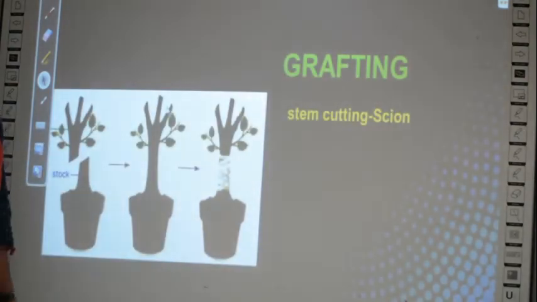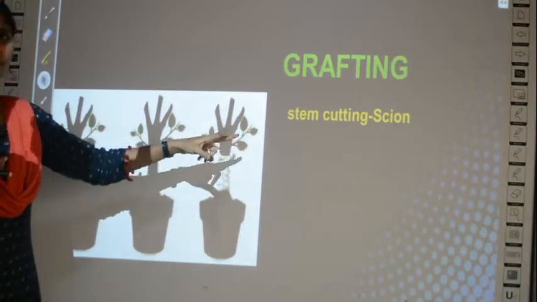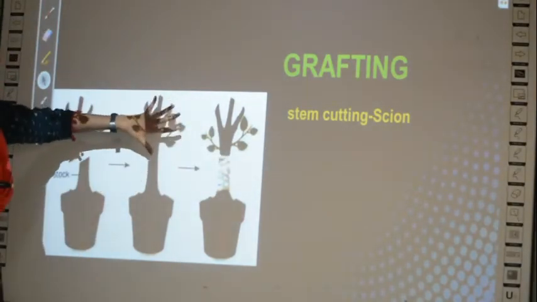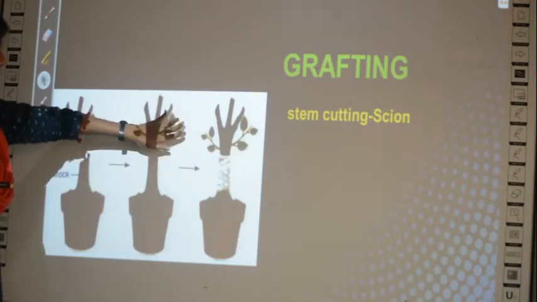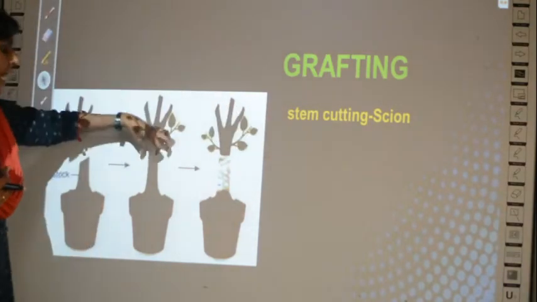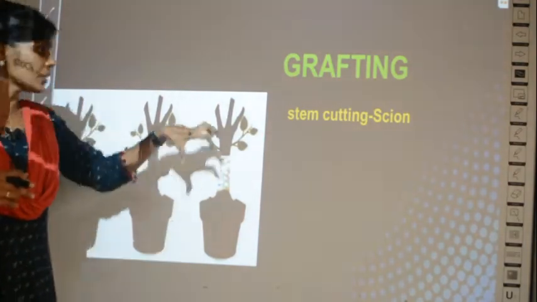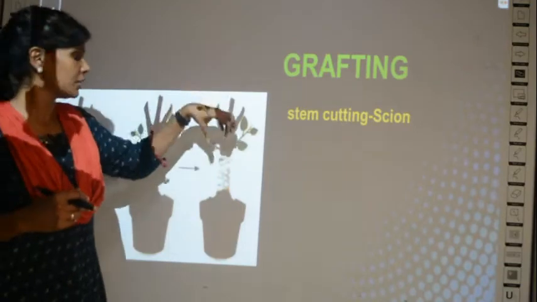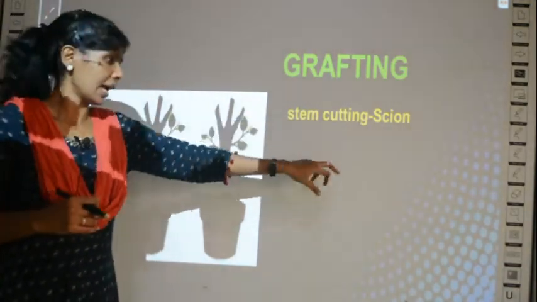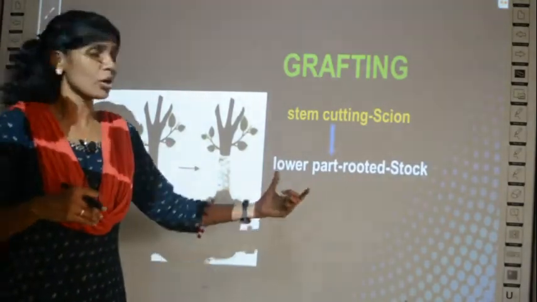So example is jasmine. Grafting: here from one plant you cut the upper portion and you fix it to another plant's lower portion, like you cut this and take an upper portion from another plant and join it with this. So here two plants are involved. The upper portion which you are going to join with the new plant is called scion. And the lower portion which is already present in the pot is called the stock.